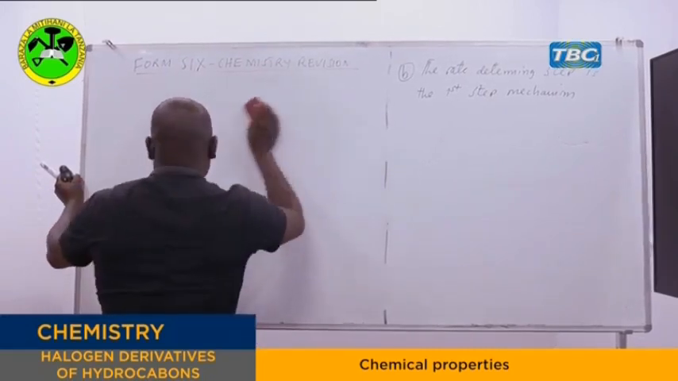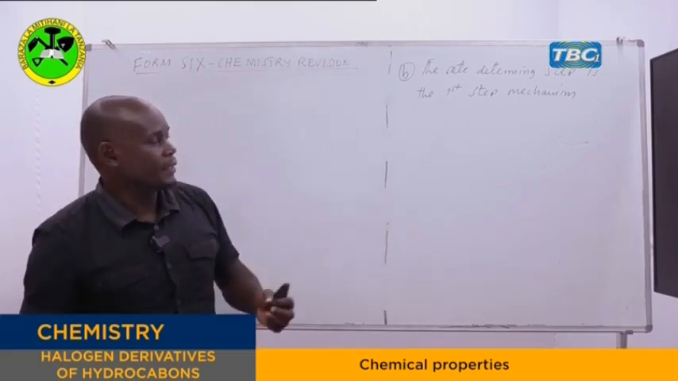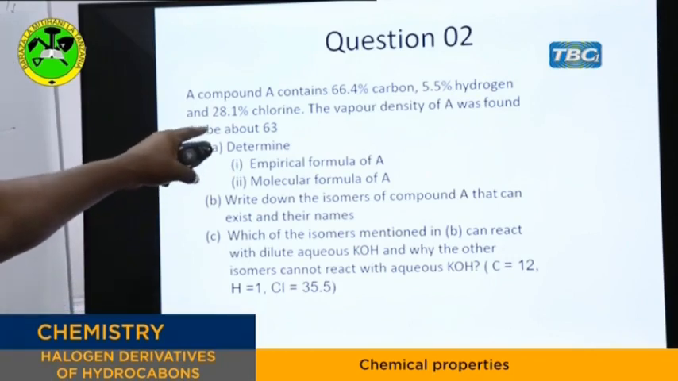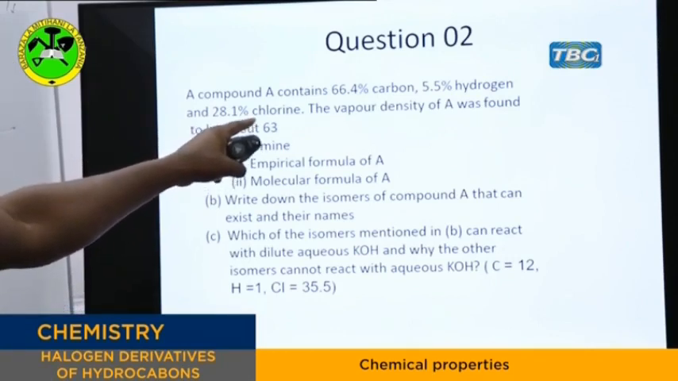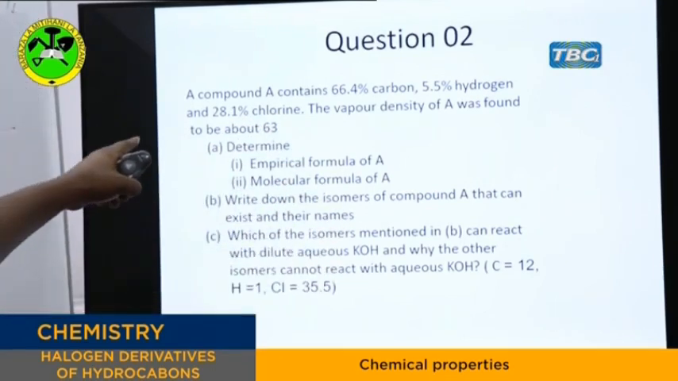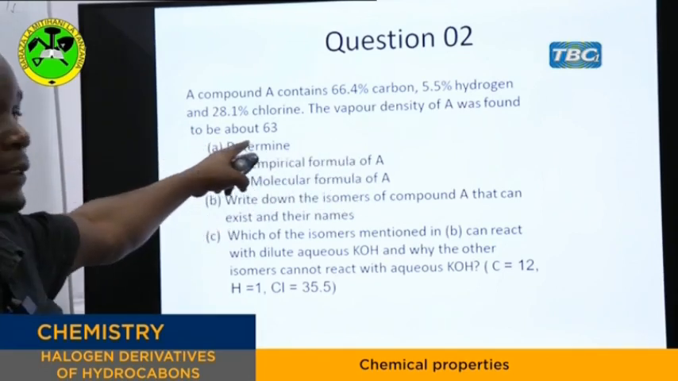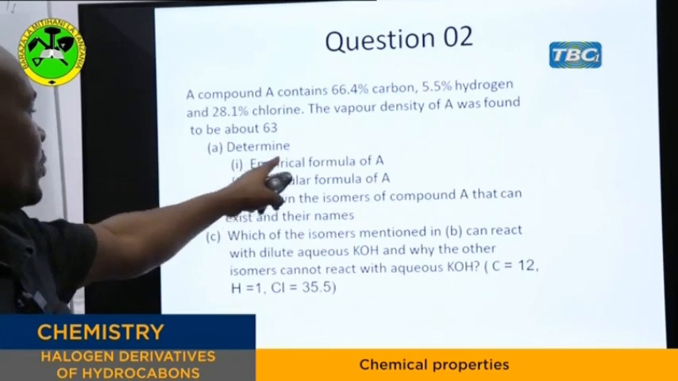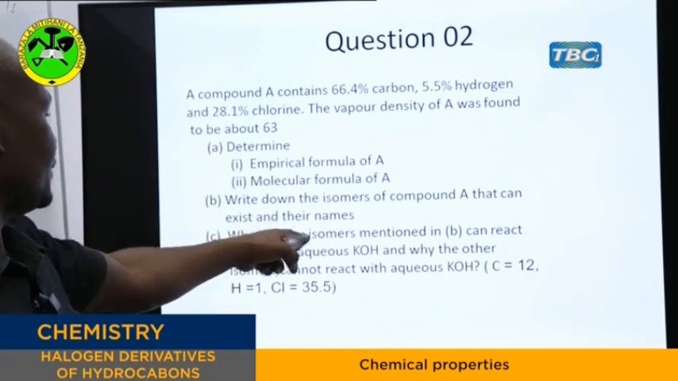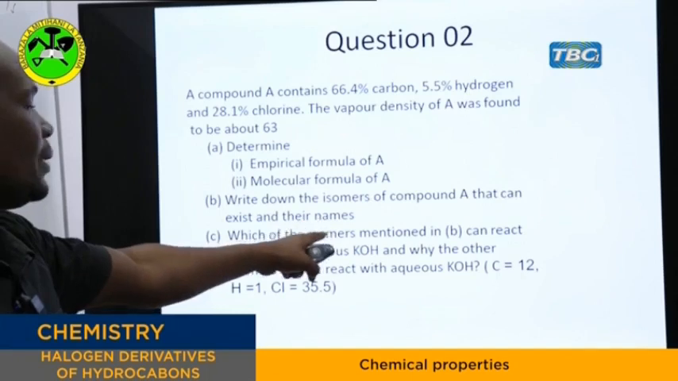In the second example, we have a question which states that a compound A contains 66.4% carbon, 5.5% hydrogen, and 28.1% chlorine. And the vapor density of A was found to be 63. You are asked to determine the empirical formula of A, the molecular formula of A, and write down the isomers of compound A that can exist and their names.